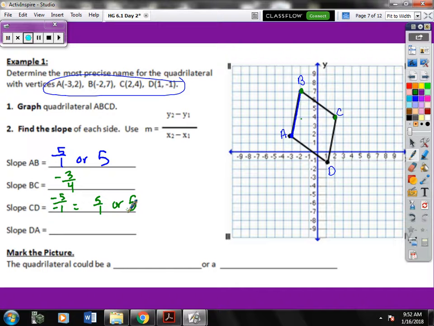And the slope from A to D or D to A would be? Kale? 3 over -4 or -3 over 4. It doesn't matter where you put that negative, but it is a negative fraction. So from this point, we can tell that these are the same number. So that tells me that AB is parallel to CD. And if you want, you can mark it in your picture. We also know that BC is parallel to DA.